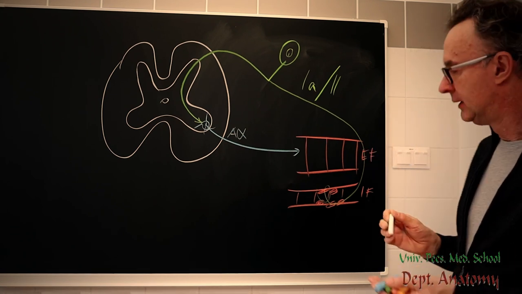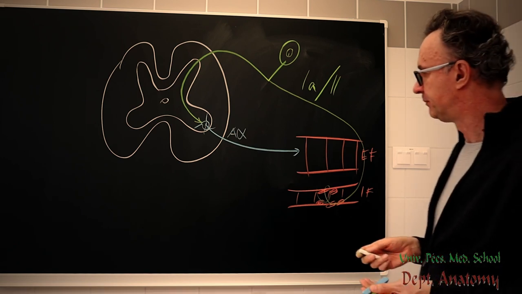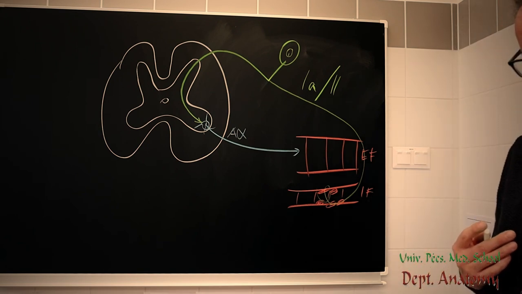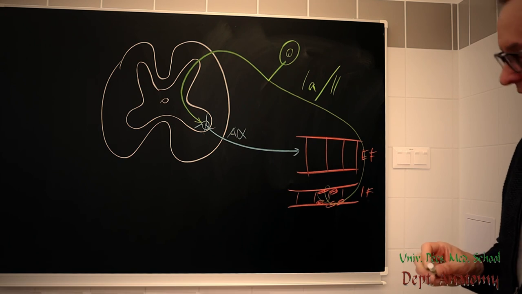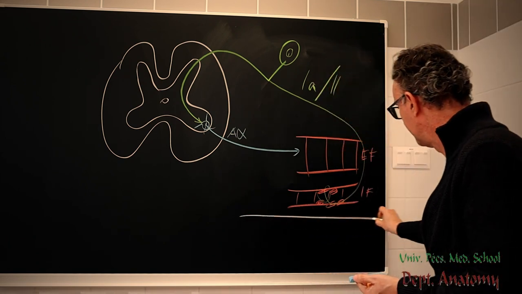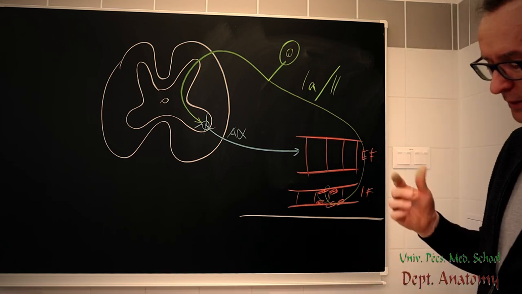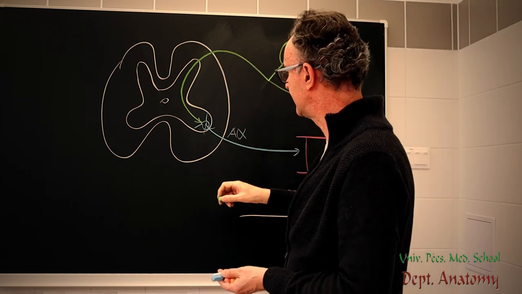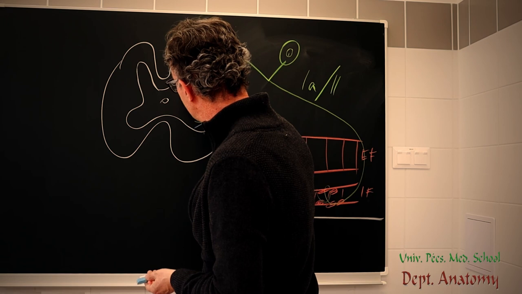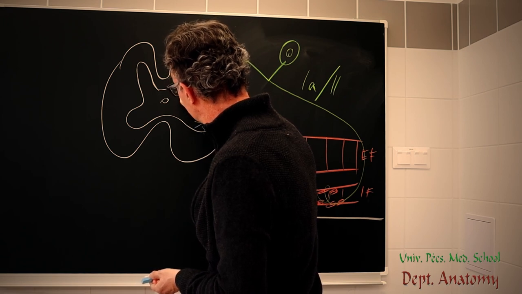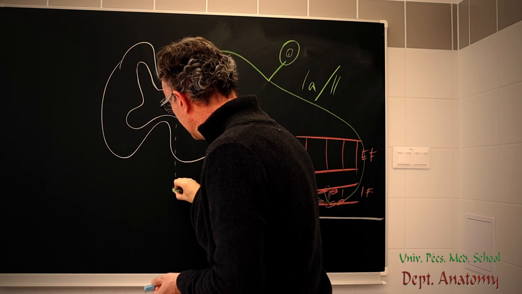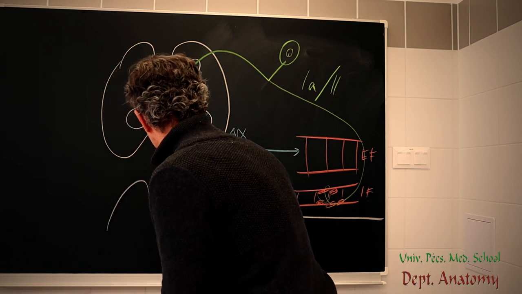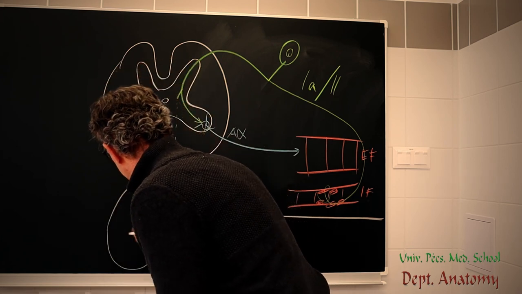But simultaneously, we have to do something else. Namely, we have to antagonize the antagonist group. So, how is the nervous system able to do this? The incoming central process gives collaterals which can descend or ascend a few segments. So let me show you another spinal cord segment.